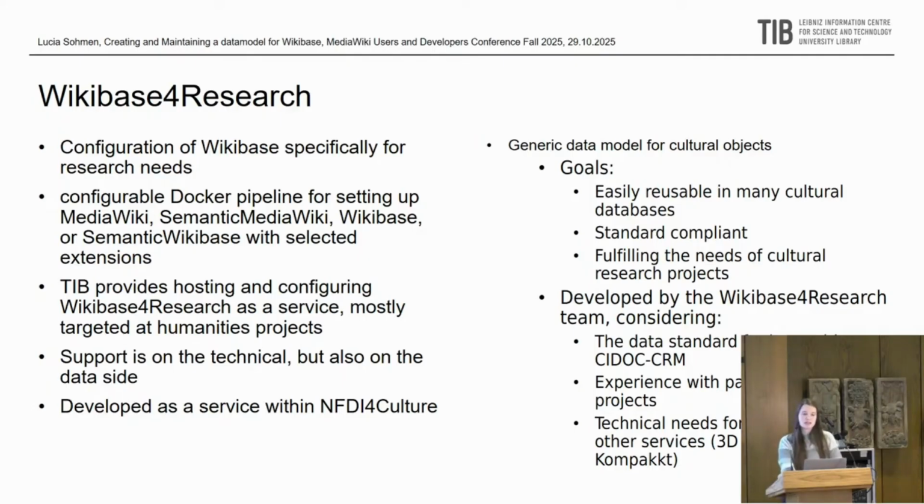And in this context, we have developed a data model. The Wikibase for Research service is mostly aimed at cultural projects. So we have developed this data model, which is a generic data model for cultural objects, which has the goal of being able to be reused in many cultural databases or Wikibases, because we support a few of them and many have similar needs. It should also be standard compliant in the research domains, so in the cultural community. And it should also fulfill the needs of these research projects, of the research objects.